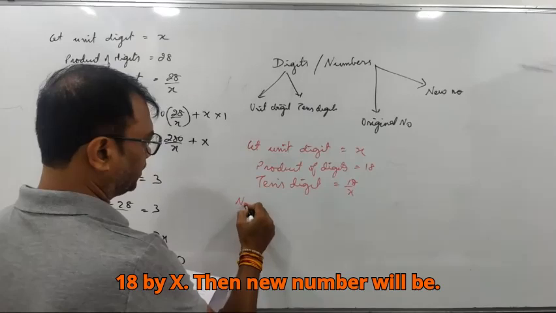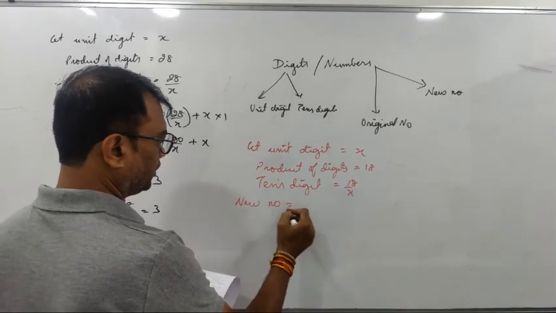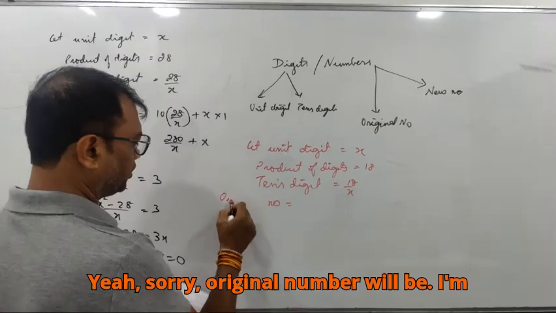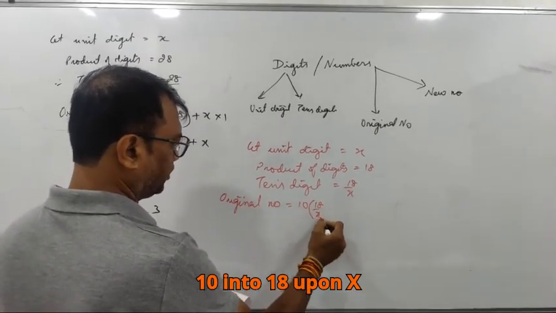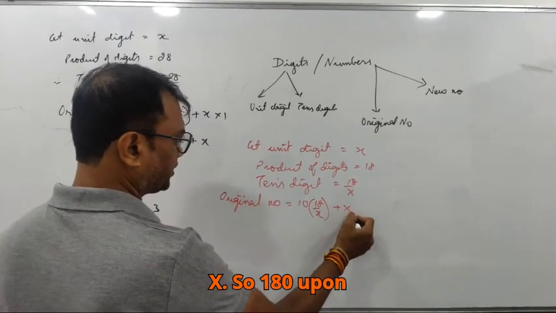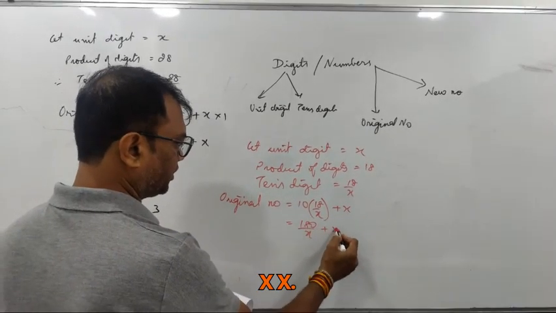The original number will be 10 into 18 upon x plus x. So 180 upon x plus x.